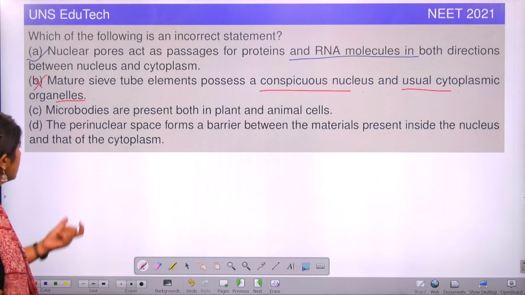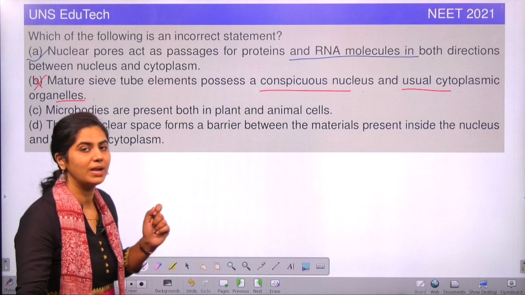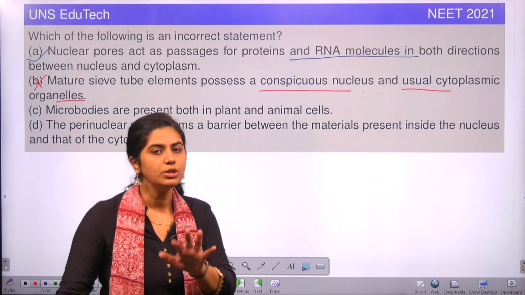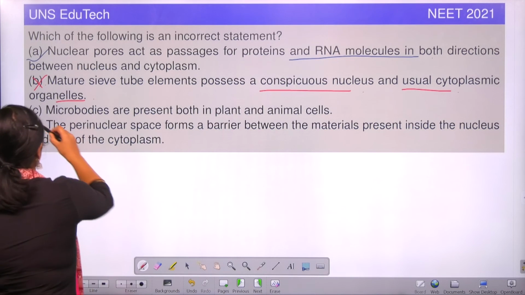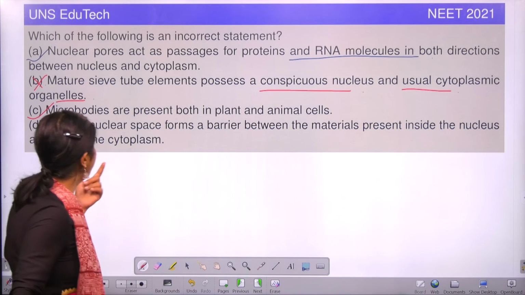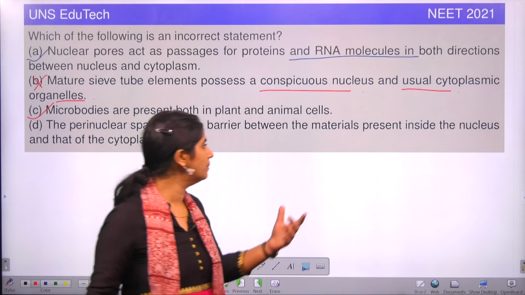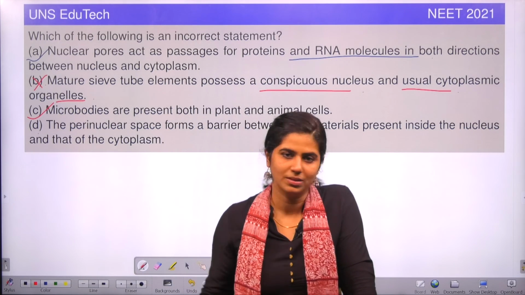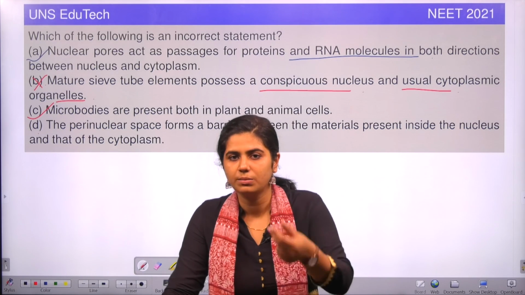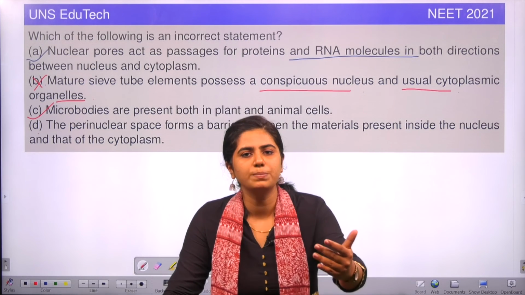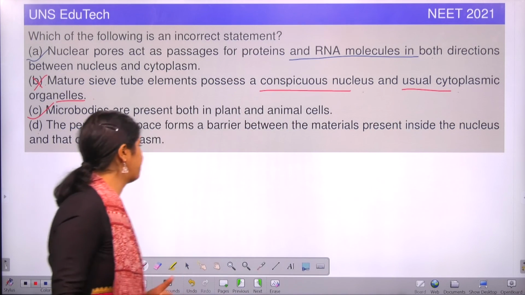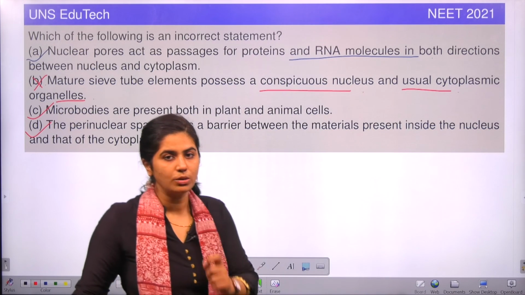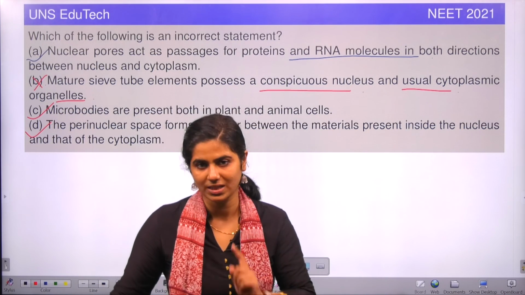Now the third option is microbodies are present in both plants and animals. That's true, right? Microbodies are present in eukaryotic cells, in both plant and animal cells. And the final option is the perinuclear space forms a barrier between the materials present inside the nucleus and the cytoplasm. That is also very true because it's a double layer membrane which separates nucleoplasm and the cytoplasm. So here the answer is option B because the question is which is the incorrect sentence.